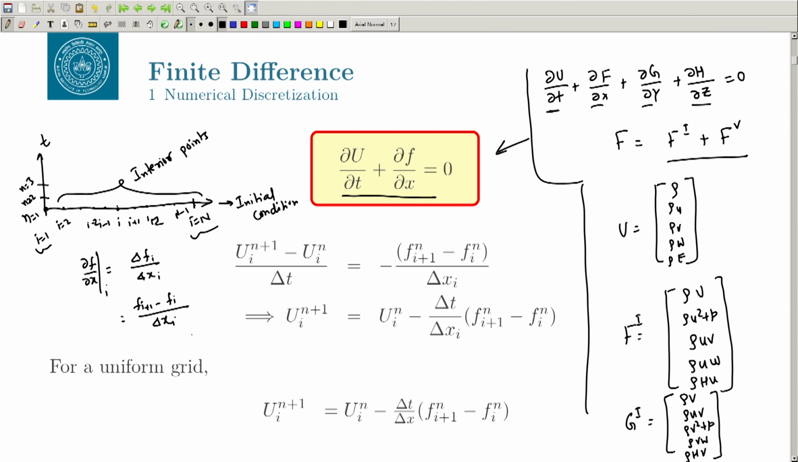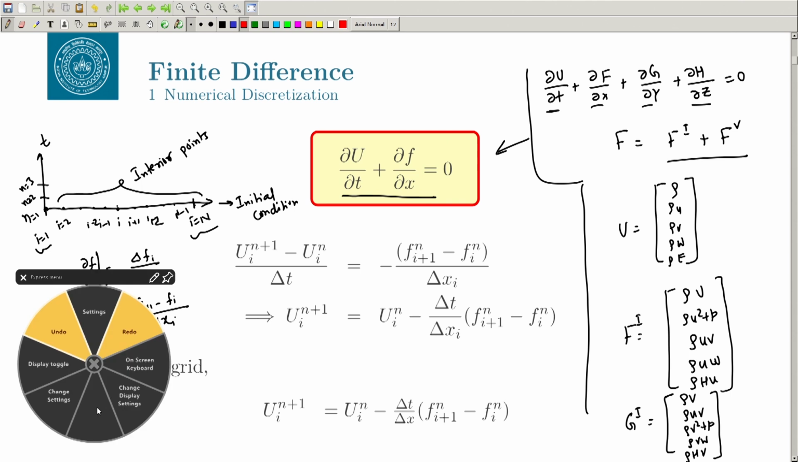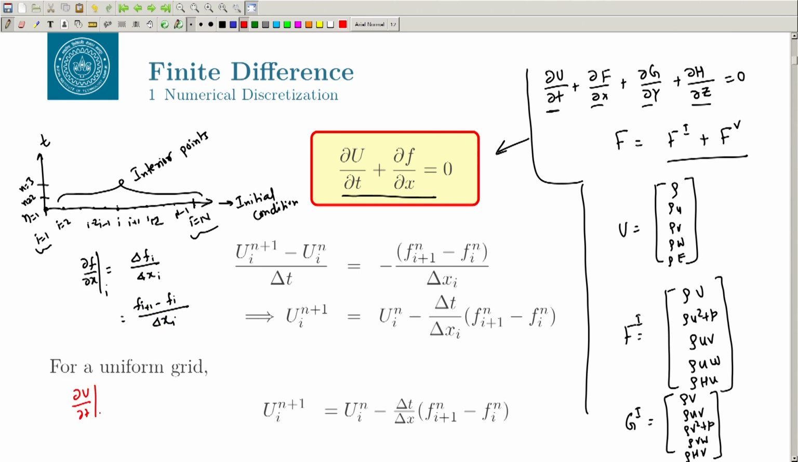Similarly, you can go to I minus 1, I minus 2, all the way to I equal to 2 and all the way to I equal to n minus 1 also. Similarly, if you look at the temporal term, that is del u by del t, I will use a superscript for the time. So, this will be n plus 1 minus n by delta t, where delta t is the time step in your time discretization.